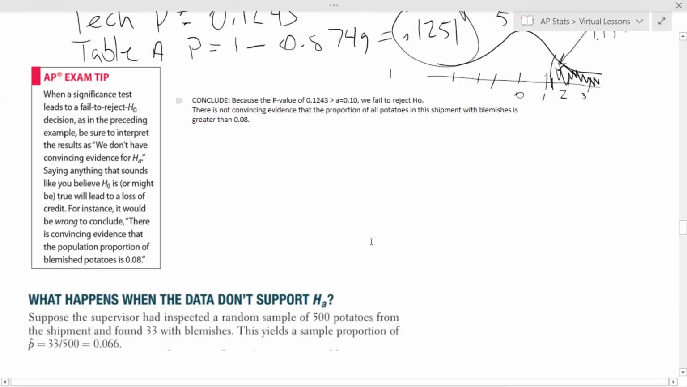Okay, so now let's look at this AP tip right here. When a significance test leads to a fail to reject the null decision, as in this example, make sure to interpret the results as we don't have convincing evidence for the alternative, in context, whatever it is, like we did here. So notice we said there is not convincing evidence. Saying anything that sounds like you believe the null is or might be true will lead to a loss of credit. So, for example, it would be wrong to conclude there is convincing evidence that the population proportion of blemished potatoes is 0.08.